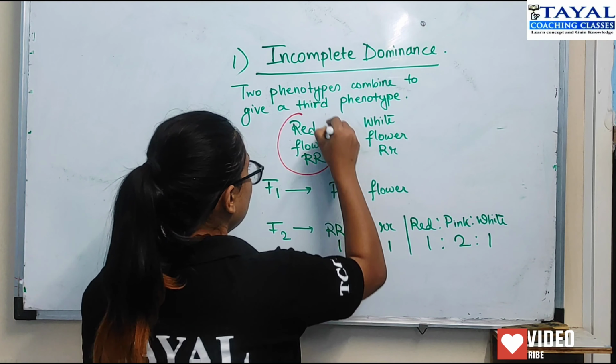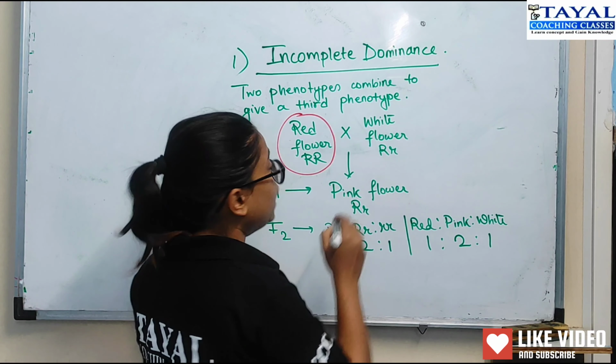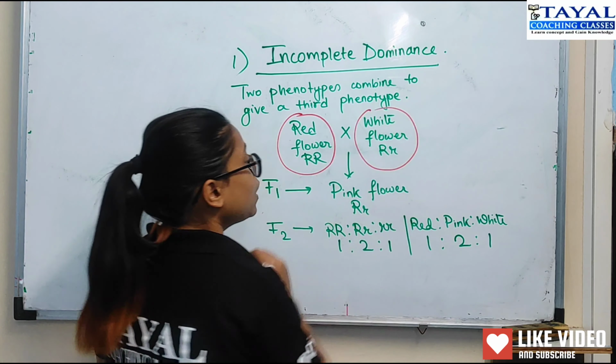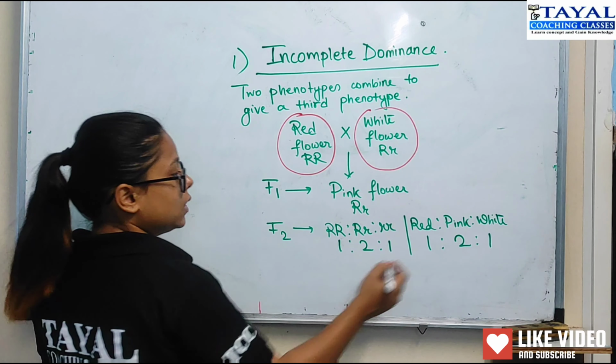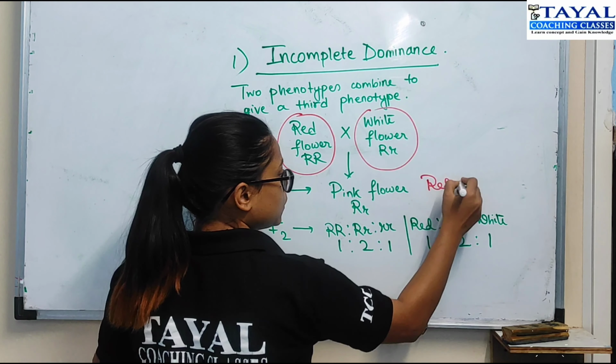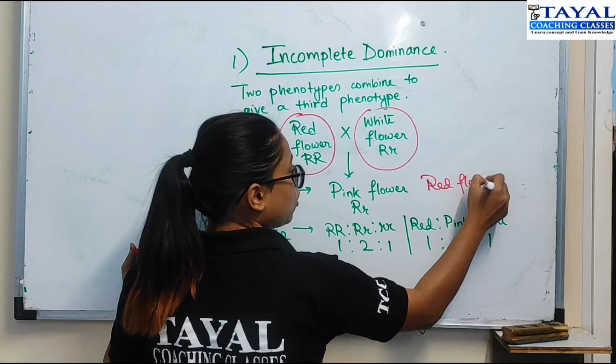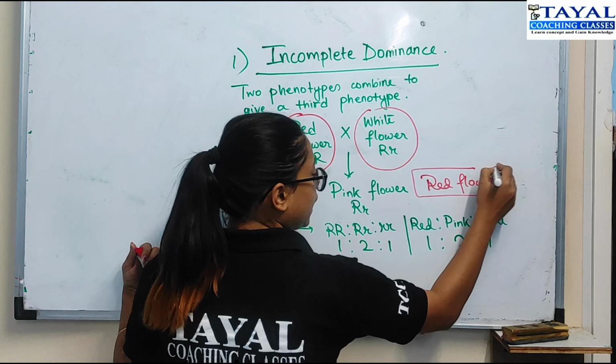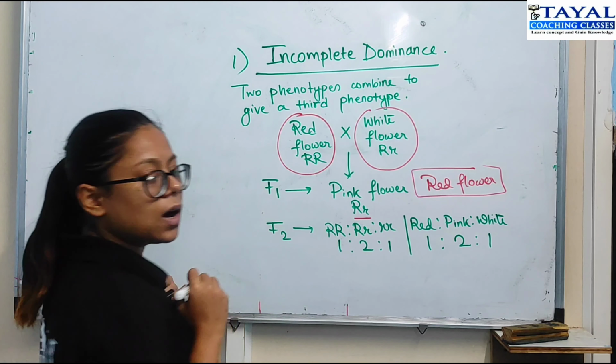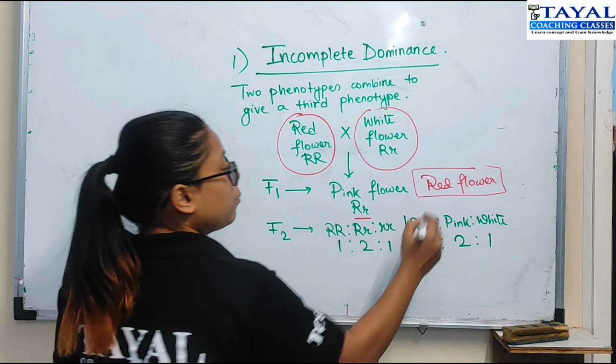So what I am trying to say is that if I consider Mendelian genetics, then a red flower with capital R and a white flower with small r should have given us a red flower according to Mendel's law of inheritance, right? Because it's heterozygous, capital R small r. But that does not happen.